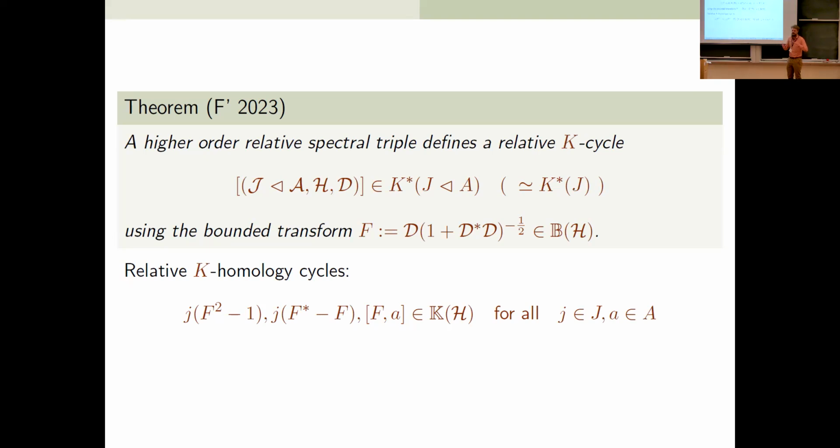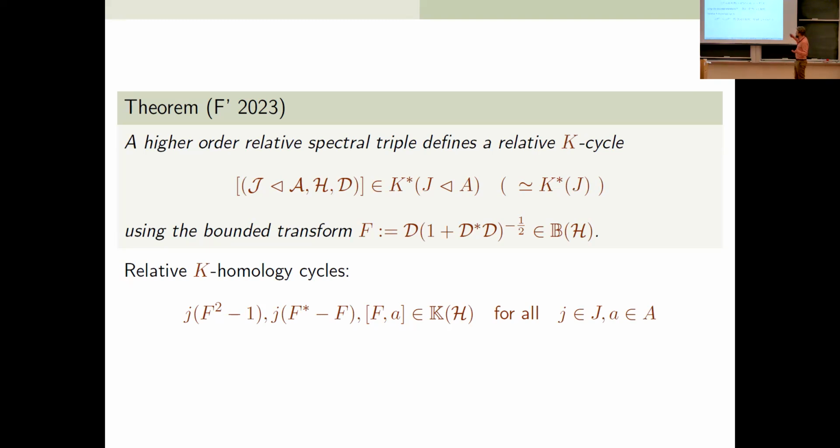Commutator is still nice even up to the boundary. And here I have a small parenthesis saying that, oh, but this K-homology group of relative J to A is just the same as J. So why do we do this?